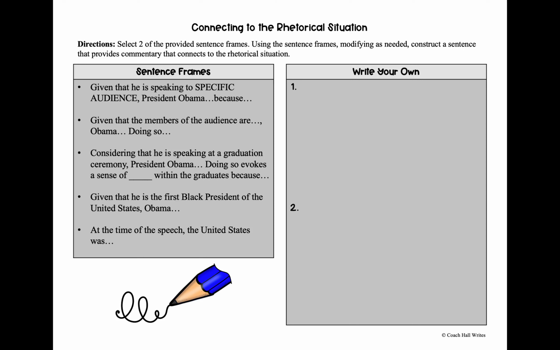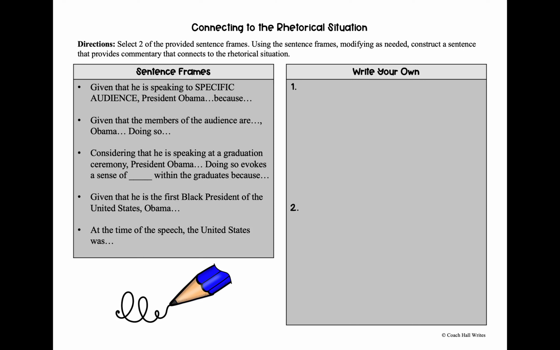The last bullet point, again, is one that can be used in a variety of ways for other speeches. So this one's thinking about the historical context. At the time of the speech, the United States was... Now, given that this speech was in 2013, you might not remember that time period super well, but you probably have a pretty good idea of what life was like. However, you could also use this particular sentence frame for older time periods as well, especially if you have historical knowledge of that time period.